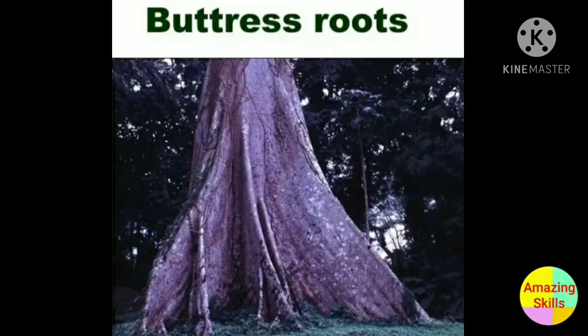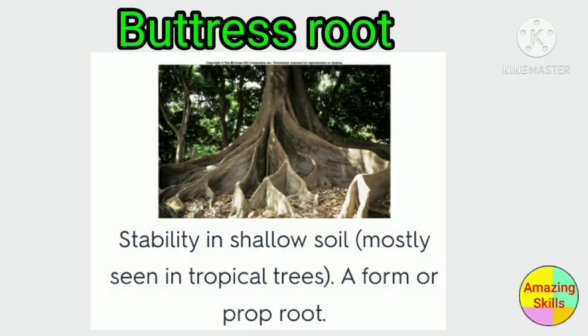Next one is buttress roots. These roots help with the stability of the tree, stability in shallow soil, mostly seen in tropical trees. It is a form of prop root.